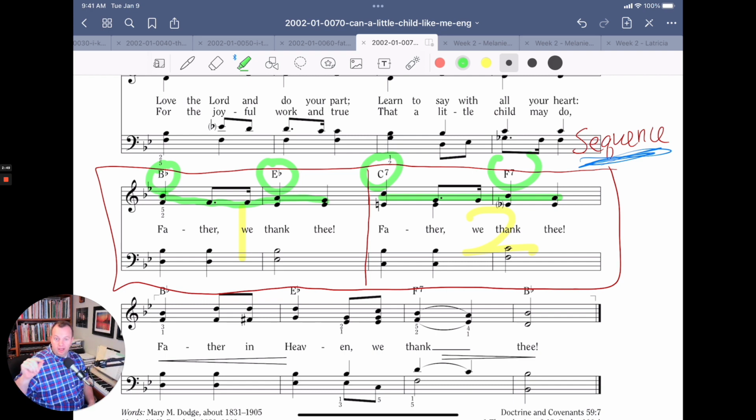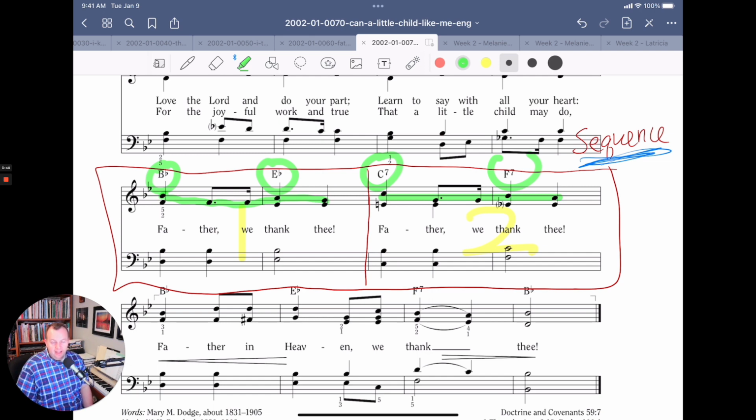So we get a melodic sequence and a harmonic sequence. That's pretty common when you get a melodic sequence that you also get a harmonic sequence. Not always, but pretty common. The fun of this is you only had to write 2 measures worth of music, and you got 4 measures out of it. So you sort of doubled your musical money, right?